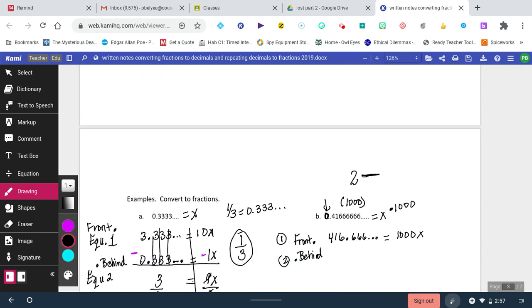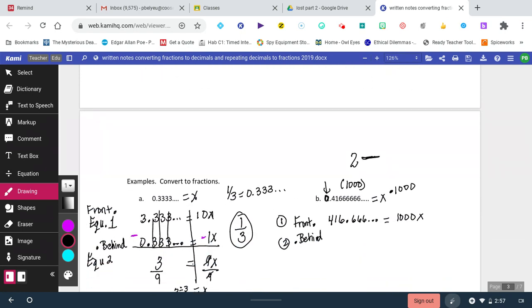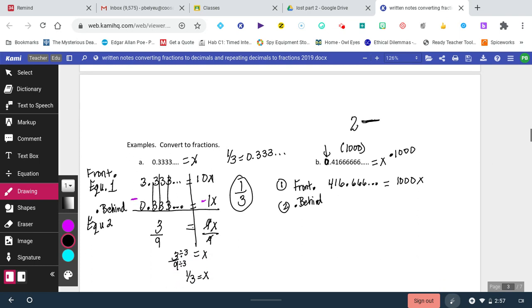You want to push it 3 places, use 1,000. You want to push it 2 places, use 100. You want to push it 1 place, use 10. You're just looking at the number of zeros.